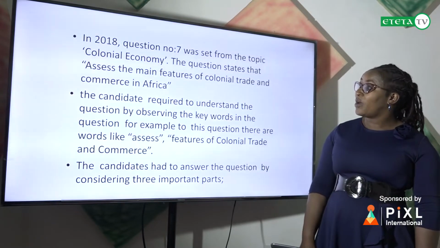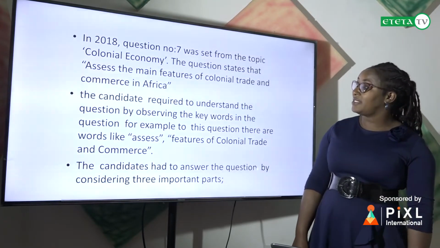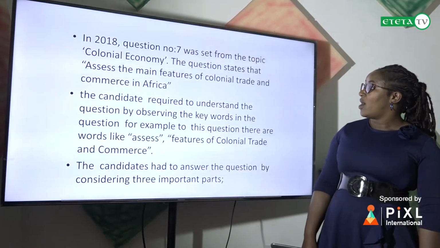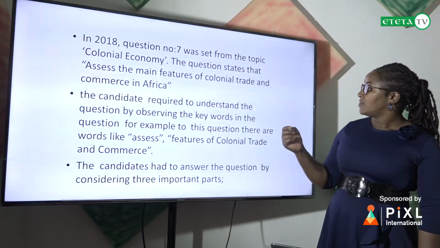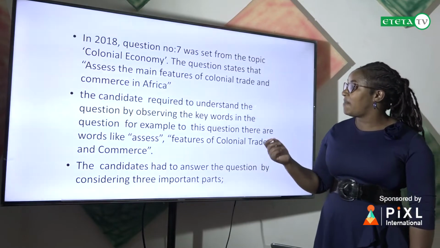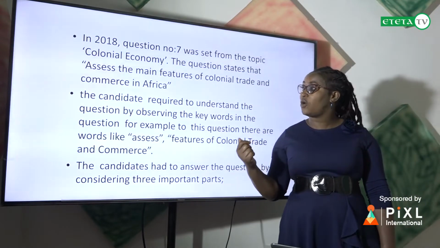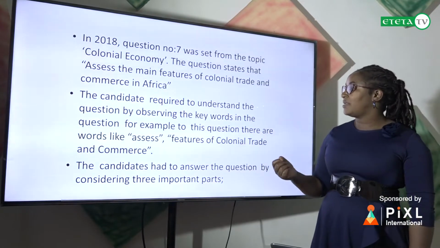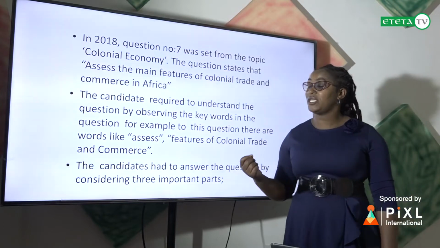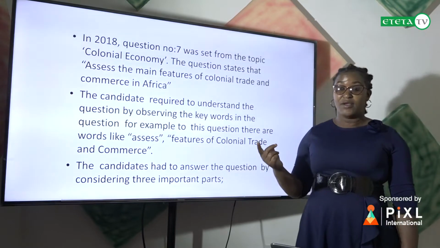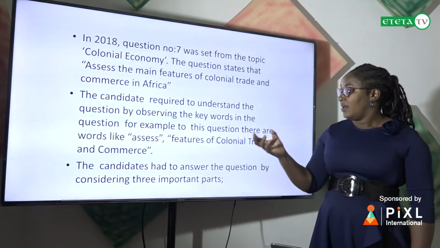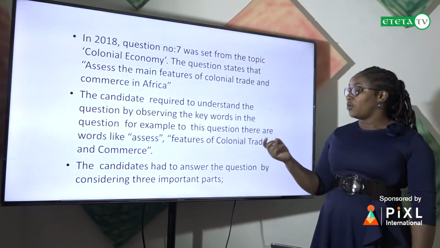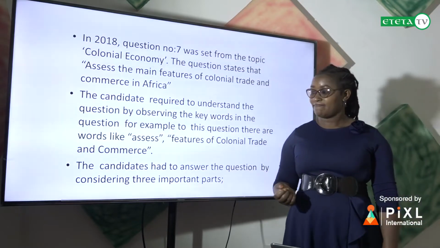Starting with the question that appeared in 2018, question number 7, the question read as: assess the main features of colonial trade and commerce in Africa. The candidate is required to understand the question by observing the keywords, which were words like assess, features of the colonial trade and commerce.